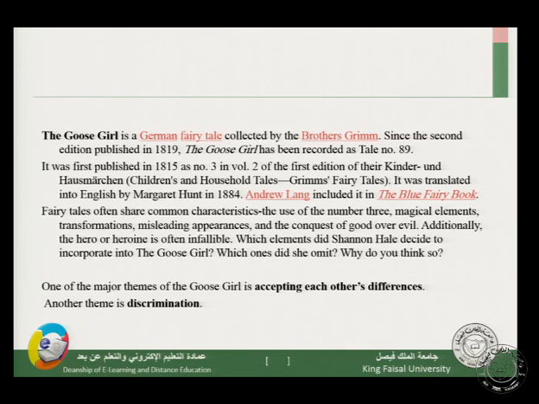One of the major themes, and this is also important, one of the major themes of the goose girl is accepting each other's differences. The main theme, or one of the main themes, is accepting each other's differences. Another theme is discrimination, that is, being against discrimination.